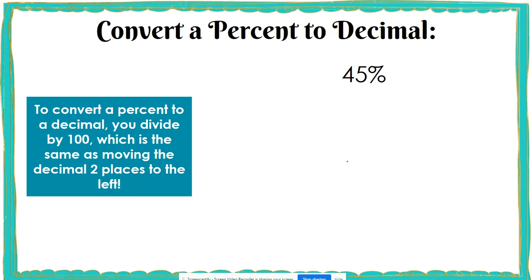Now let's convert a percent to a decimal. We've done converting decimals to a percent, but when we convert a percent to a decimal, it's like we're working backwards. So to convert from a percent to a decimal, we would divide by 100. Dividing by 100 is the same as moving a decimal 2 places to the left. When I look at 45, it looks like it doesn't have a decimal, but every whole number has an invisible decimal behind the number. So we can take this decimal and move it 2 places to the left, and now 45% is the same as 0.45.